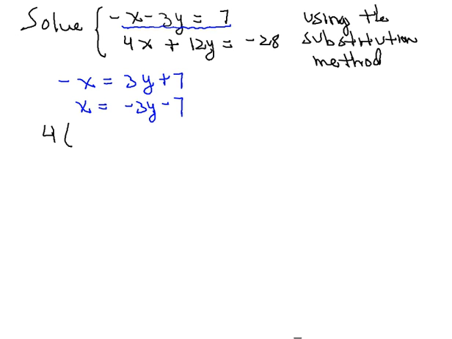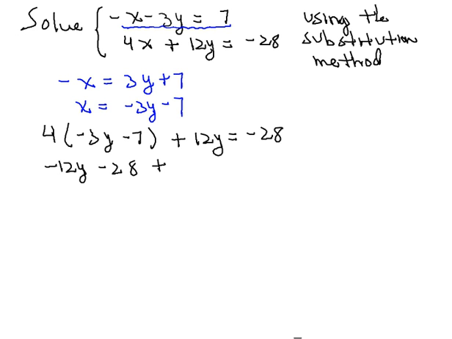So we then have 4 times the quantity negative 3y minus 7 plus 12y is equal to negative 28. And if we distribute here, we'll have the negative 12y minus 28 plus 12y is equal to negative 28. And I think you can see that adding the y terms, they will cancel, and we're left then with negative 28 is equal to negative 28.